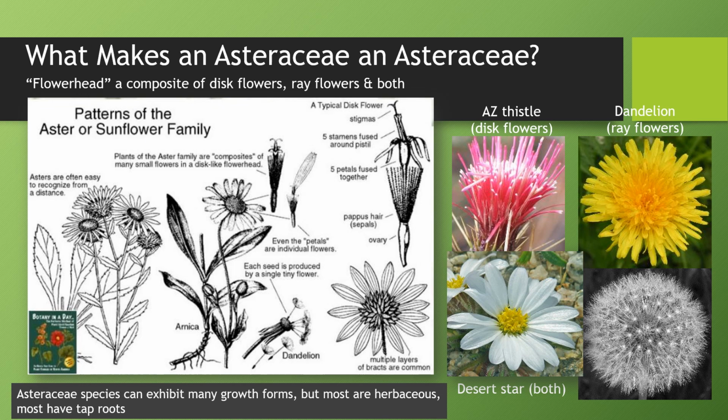Just to show you how diverse the family can look, you've got three different members of the sunflower family there. The thistle is an example of a flower head that's only disc flowers. There are no ray flowers. The dandelion has the ray flowers only, and then the desert star has both. You can see in the center the disc flowers and then the white ray flowers surrounding it, looking like petals but are not petals.